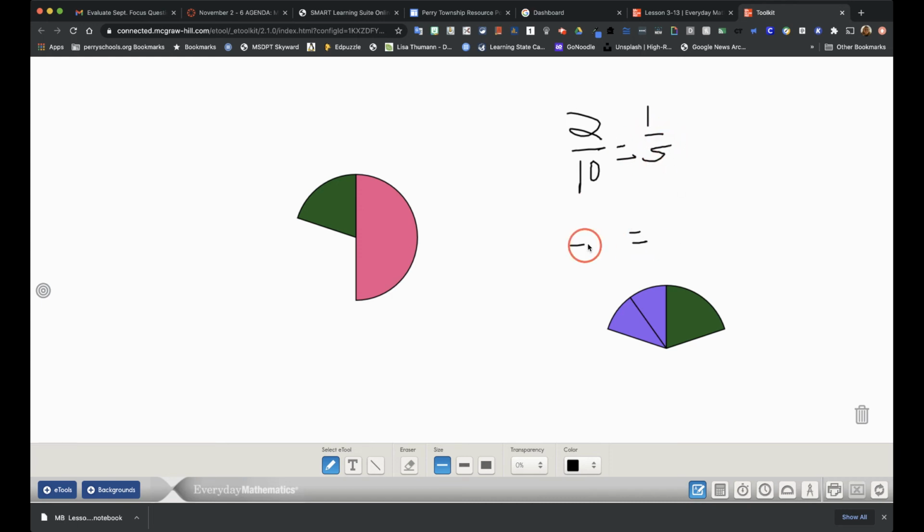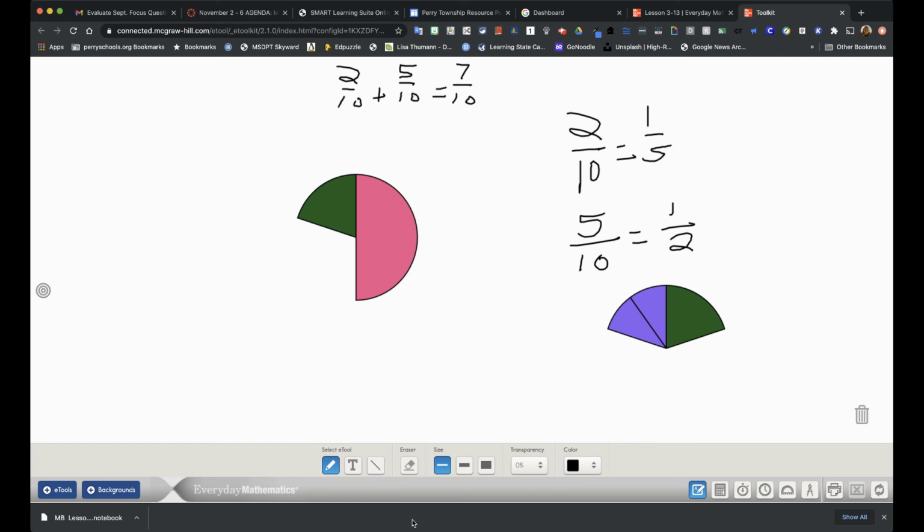Now, if I'm wanting to use those same purple fraction pieces, I want to ask myself, well, what would be half of that? I know that 5 is half of 10. So in order to get this same shape, I should be using 2/10 plus 5/10, and that's going to give me 7/10.